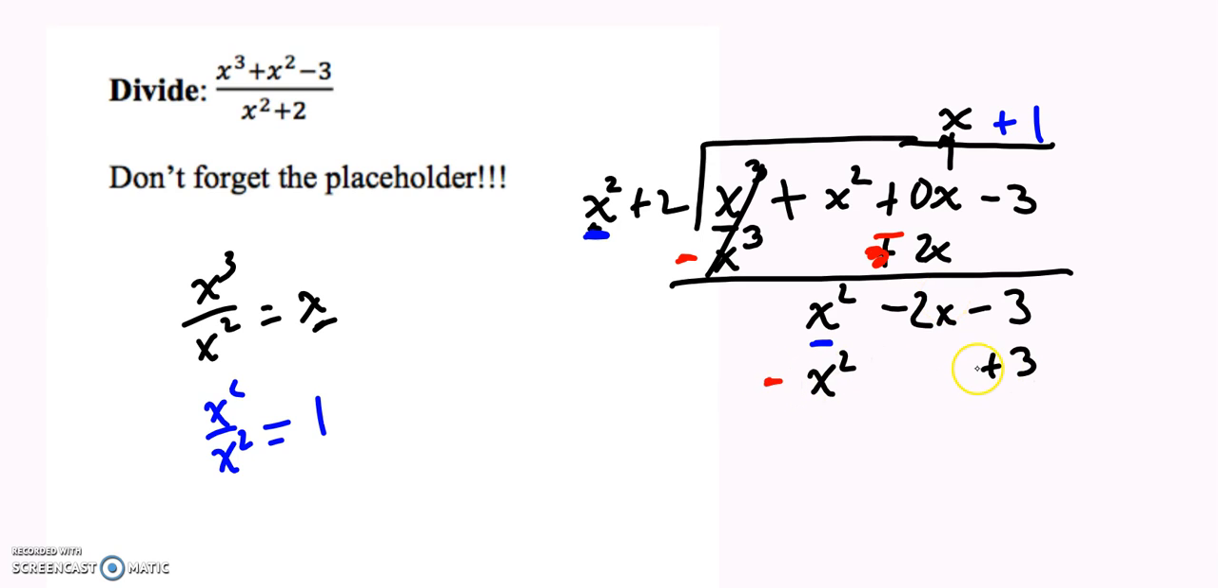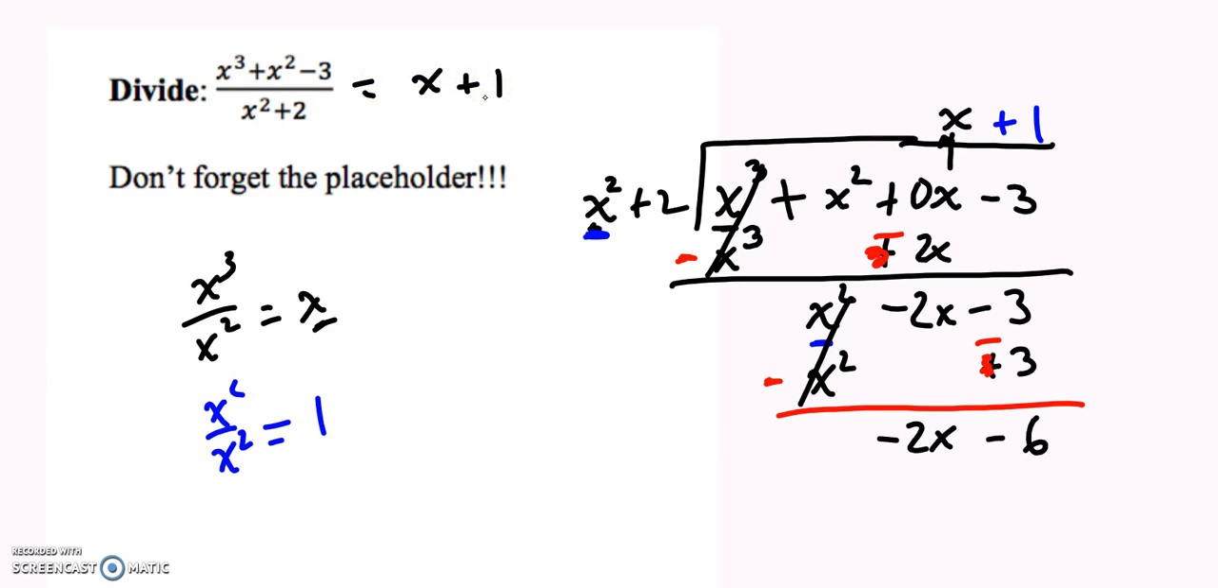I'll subtract. So subtracting that term, this plus will now be a minus. And I end up getting, those terms cancel, I get negative 2x minus 6. Notice the positive 1 is at the end, which means I'm all done. So my final answer is, this quotient is going to be x plus 1, and then plus a negative 2x minus 6 over x squared plus 2.